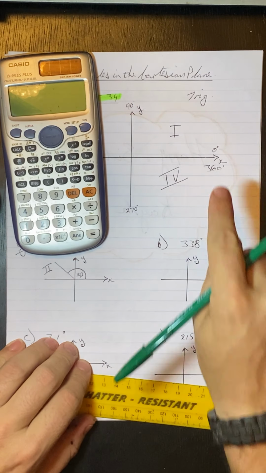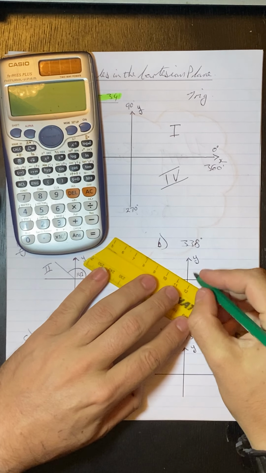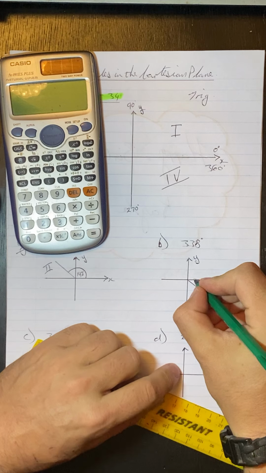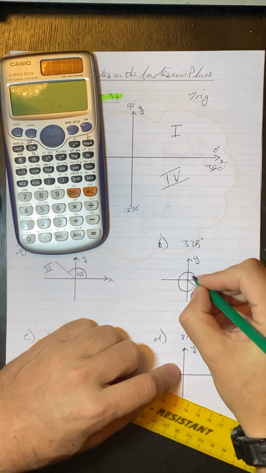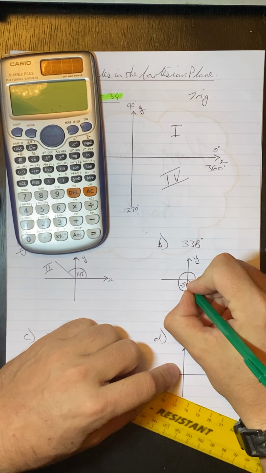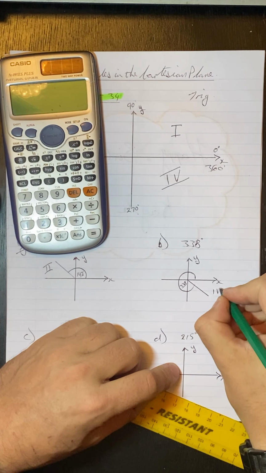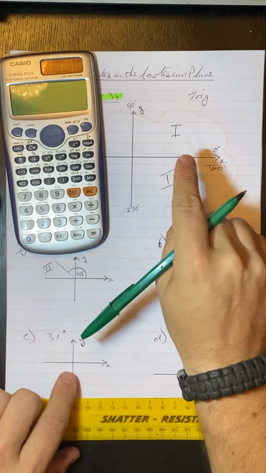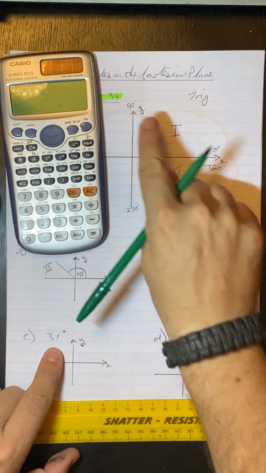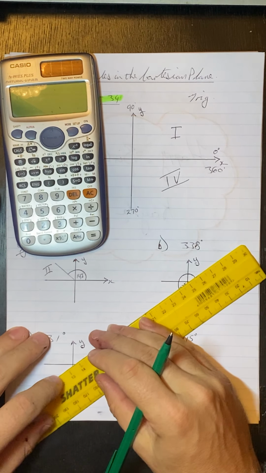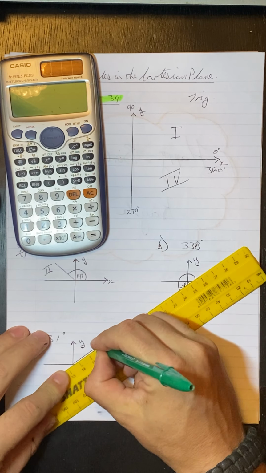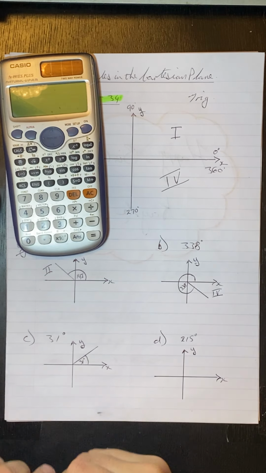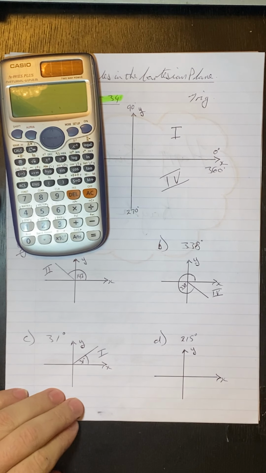338 lies between 270 and 360, so we know that it's going to be in this quadrant here somewhere. So that angle there is 338, so that's in quadrant 4. If we look at 31 lies between 0 and 90, so we know it's in this quadrant over here somewhere. 31 degrees, so that's in quadrant 1.